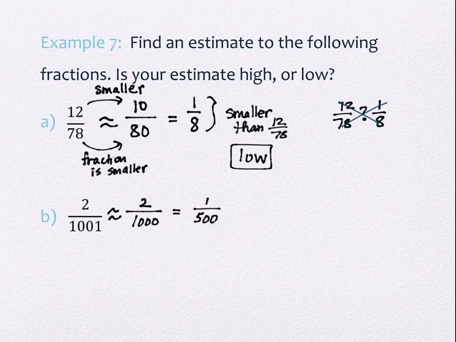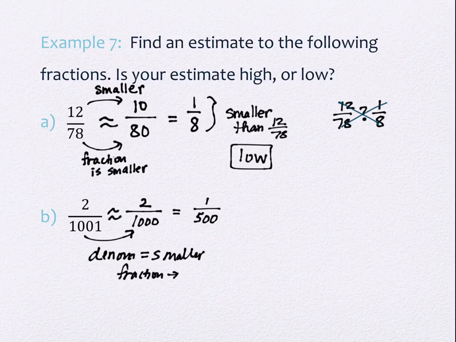So 2 divided by 1000 would be 1/500. So when I did this one, I only changed the denominator, and I made the denominator smaller. So if I made the denominator smaller, what happens to the fraction? Right, the fraction would then become larger. So this estimate right here is a high estimate because it was larger than I started with. I only changed the denominator.